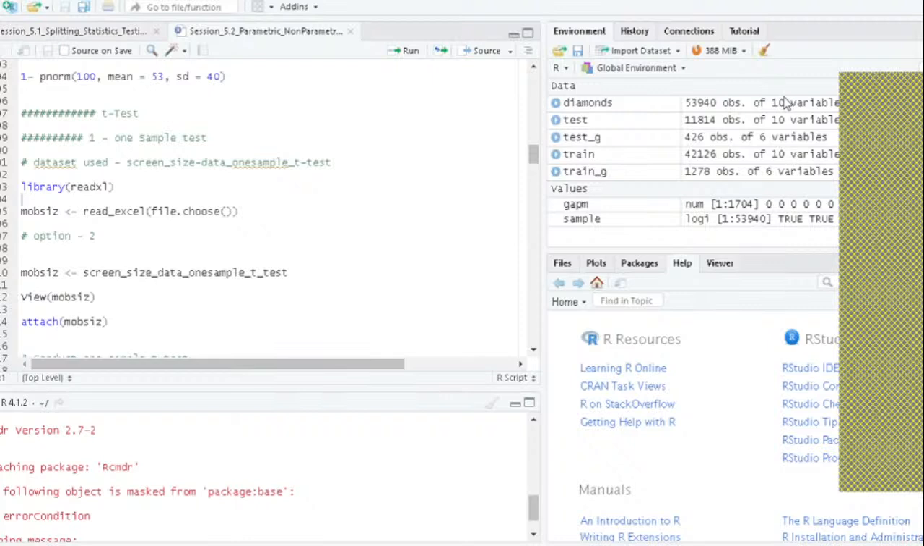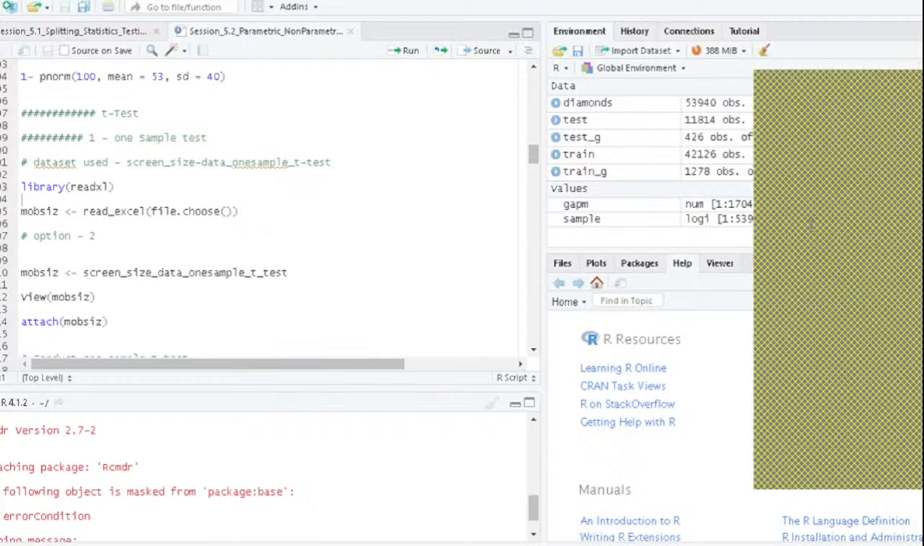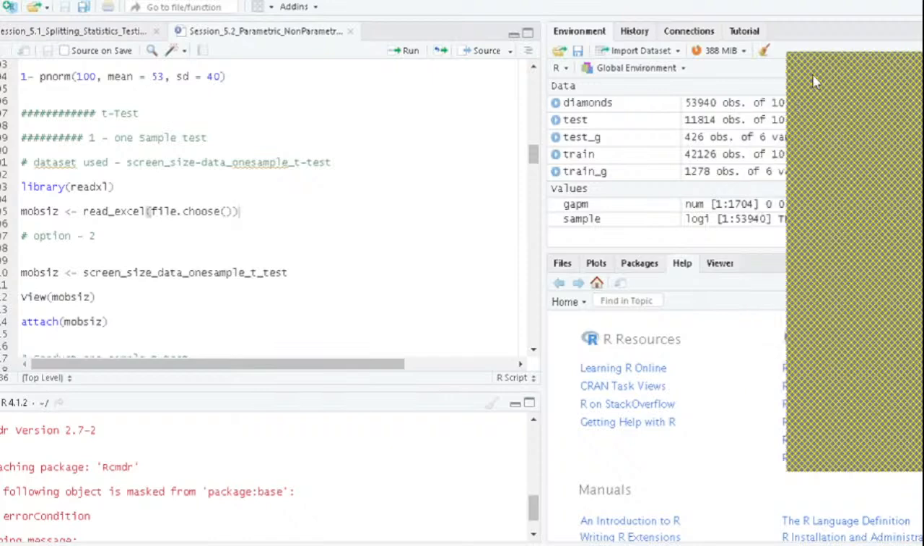Let me help Santosh. Unable to download the package. When did you get this error, Santosh? Did you run some code? Package or namespace load failed for effects. I don't think you should have any issue doing the test because they are from base R, right? When you tried running R Commander, you got this error, right?